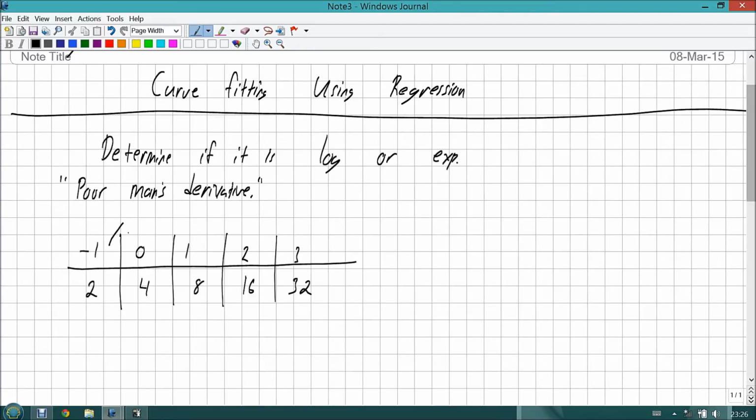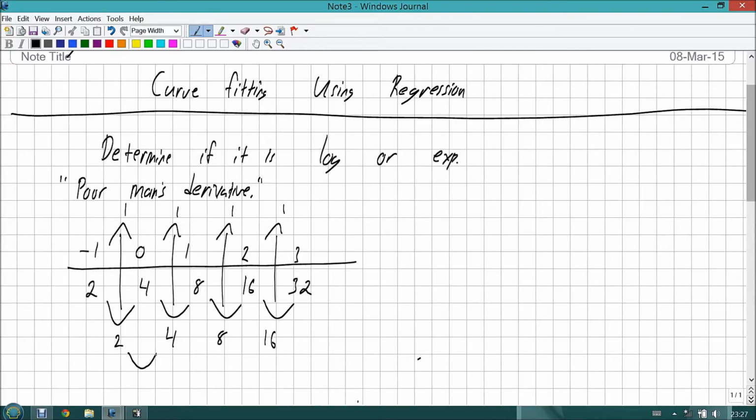If we're doing this, we would start out by making sure that all of these have a difference of 1, or at least the same difference. From -1 to 0 is 1, from 0 to 1 is 1, from 1 to 2 is 1, from 2 to 3 is 1. Then we look at consecutive differences between the next ones. 4 minus 2 is 2, 8 minus 4 is 4, 16 minus 8 is 8, 32 minus 16 is 16.